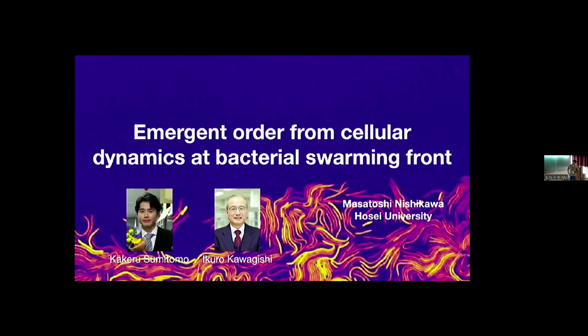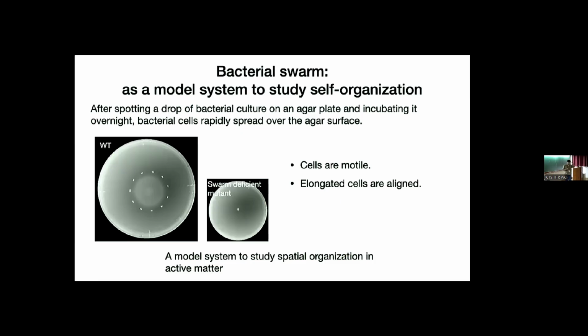First, I will introduce a little bit about the bacterial swarm. When I spot a drop of bacterial culture onto an agar plate and wait for maybe 16 hours, the bacteria grow and spread over the agar surface. This is the experimental result with the wild type. It is very distinct from the usual colony observed during cloning. This is the result from a swarm-deficient cell. These colonies are thick and dense, but this one is thin and big.